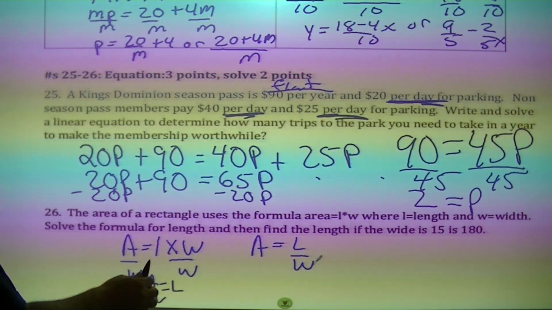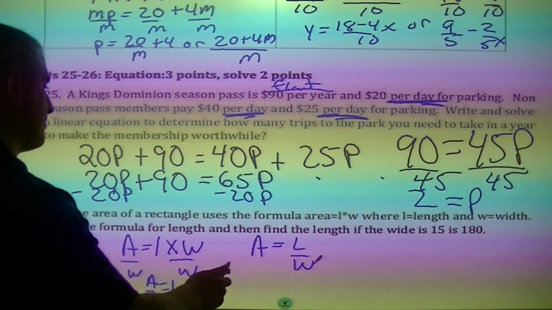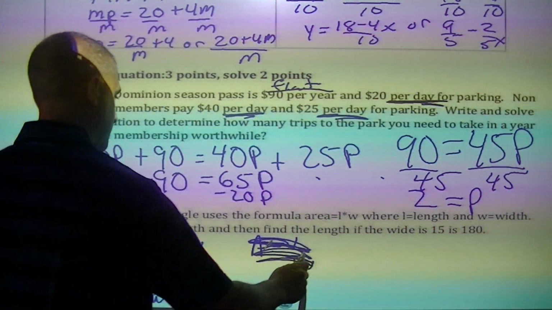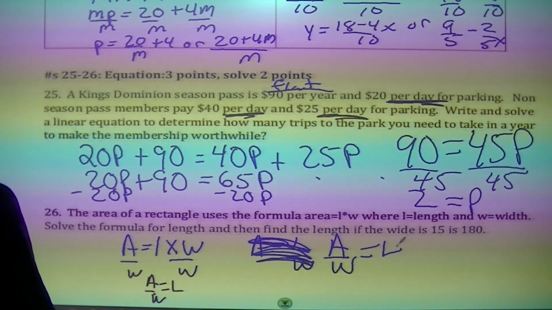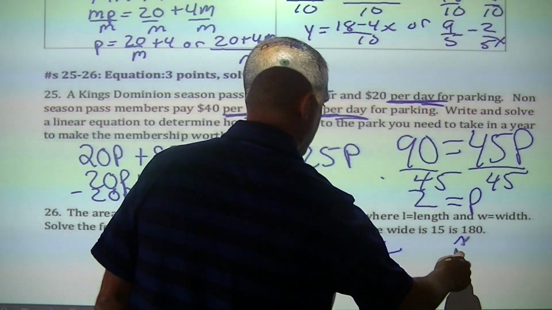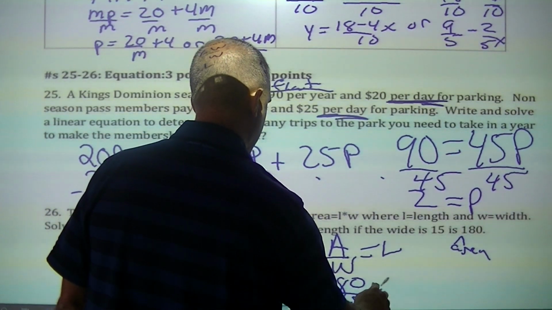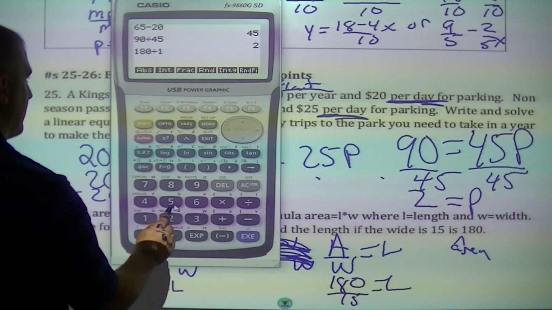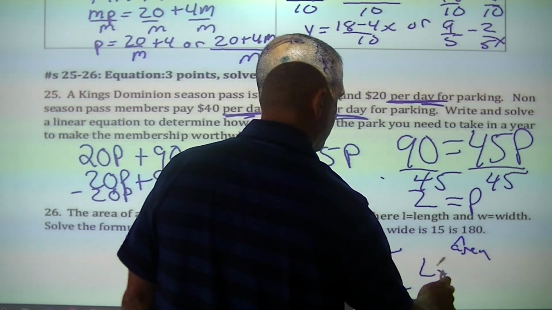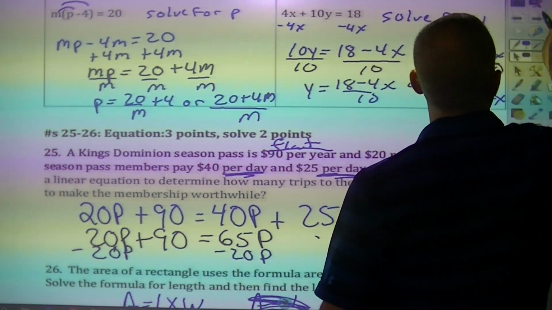All right. So they want me to find the area, or they want me to, whoops, that's not right, I'm sorry. Whoops, that's A over W equals L. They want me to find the length when the width is 15, and this should say the area is 180. So I got 180 over 15 equals L. All right, 180 divided by 15, so the length would be 12. I think that's it. Yep, that's it for the review.